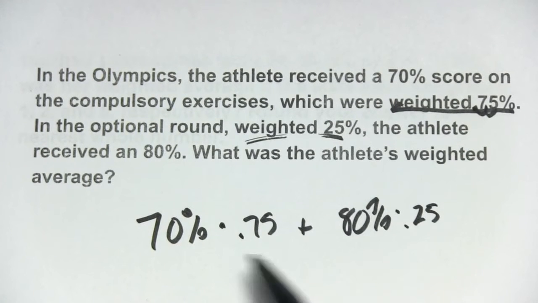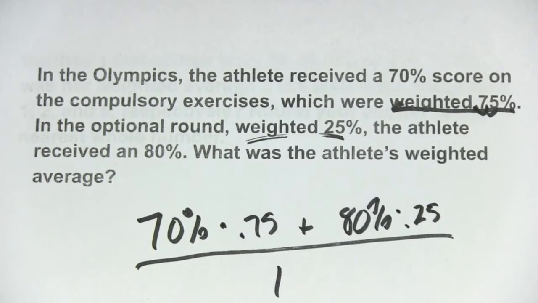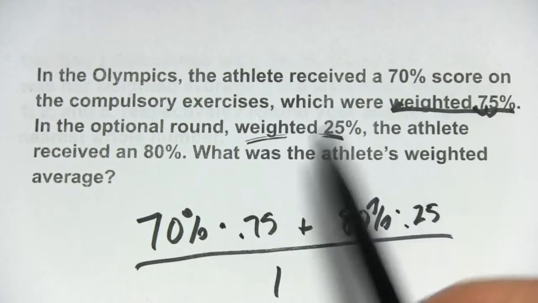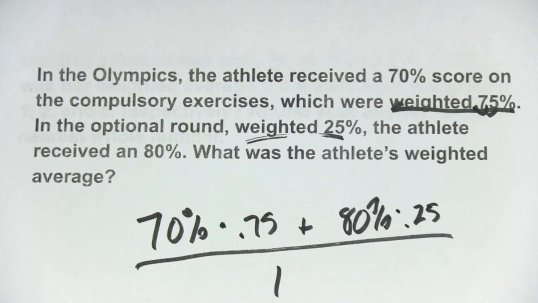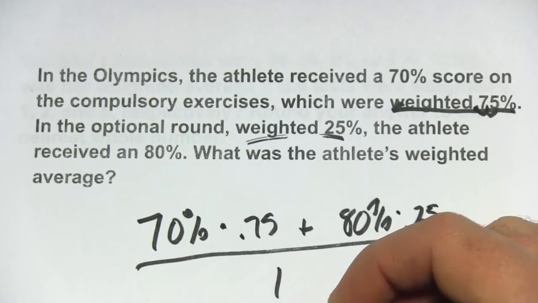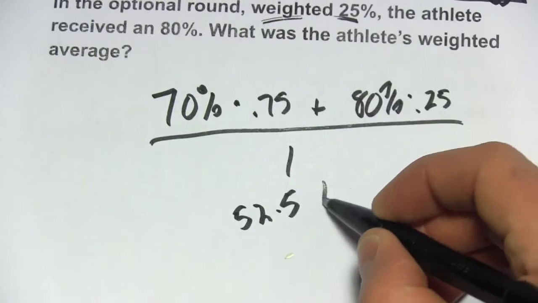And then you add things together and then you divide them. You divide them by the total of the weights. In this case, the weights are 0.75 and 0.25. They add up to 1. So we really don't actually have to do the division part here. When you break the weights into percents, as long as it adds up to 100%, you're all good with the division. So we're just going to do the multiplication and the addition here. So 70 times 0.75, that's 52.5. And 80 times 0.25, and that's 20.